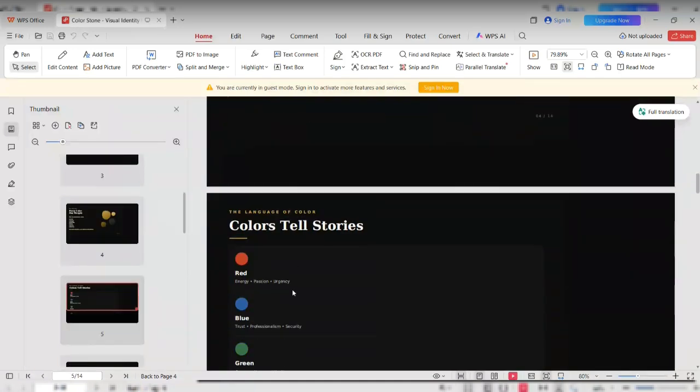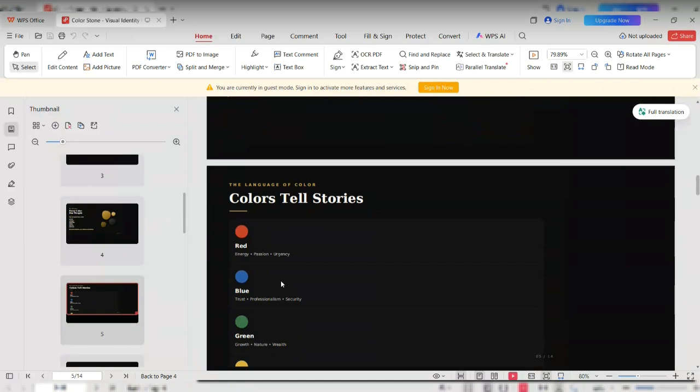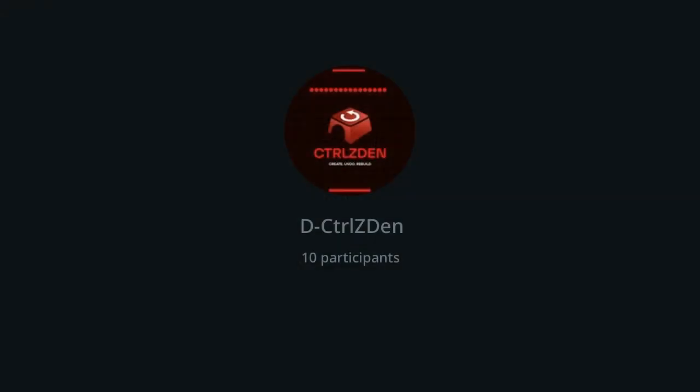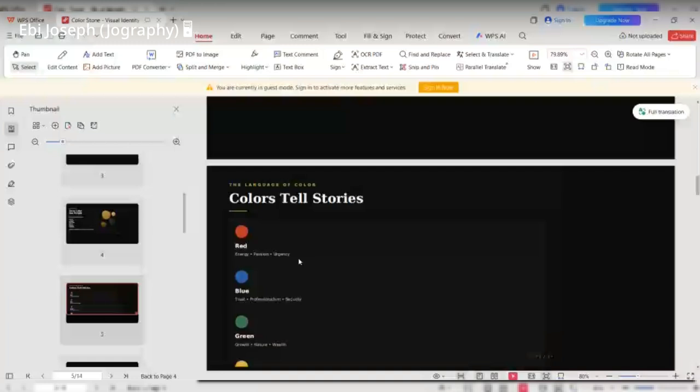So red, what does red signify? Red signifies energy, passion, urgency. So if you have this at the back of your mind, when you want to design a flyer and you want to use red, you first of all ask yourself, what is this particular design about? When you're able to know that, you now know the color to go with it. So you don't just pick any color because you feel like picking the color.